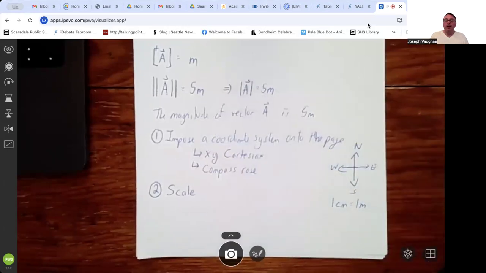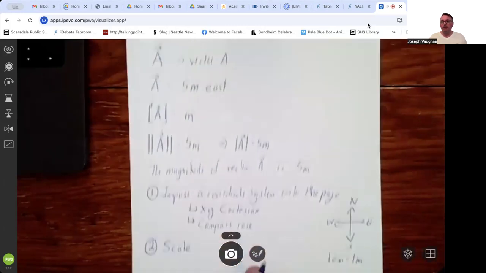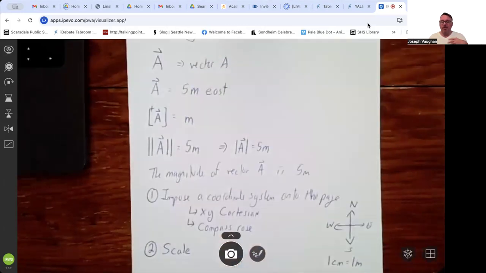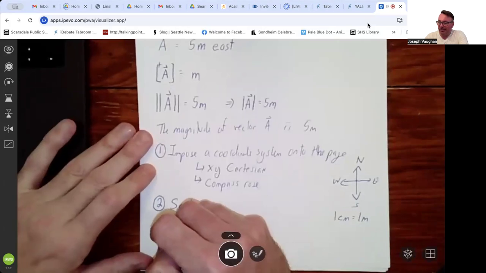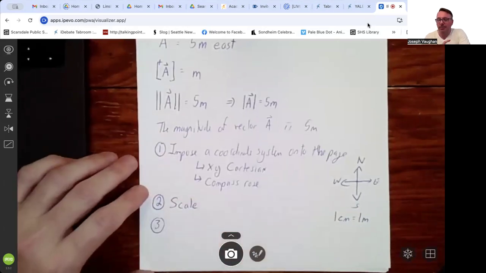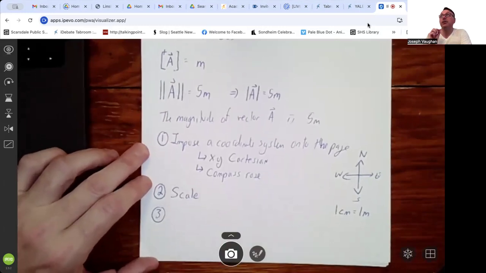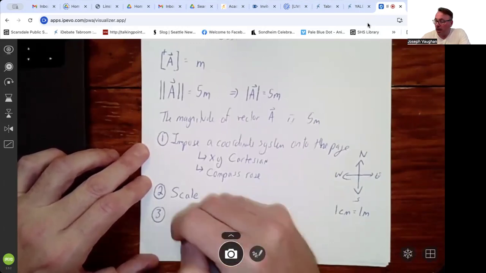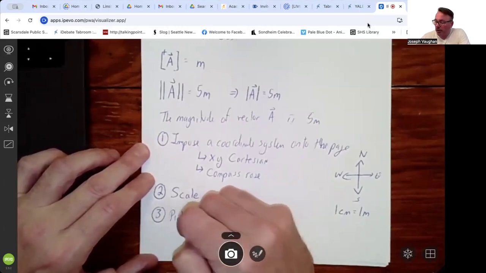Okay, so next, I got to start drawing it. Well, if you notice here, the vector just says 5 meters east. What does the vector not tell us? Well, very clearly from its absence, the vector does not tell us a starting point. And that's going to be so critical in terms of our spatial understanding of vectors and our ability to manipulate them. So what we need to do is pick a logical starting point.